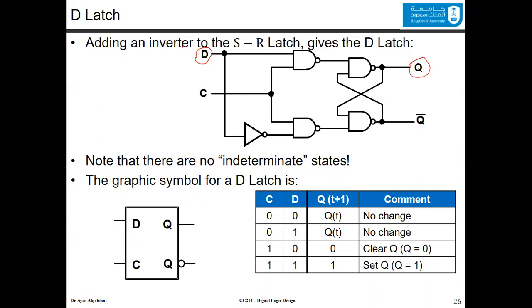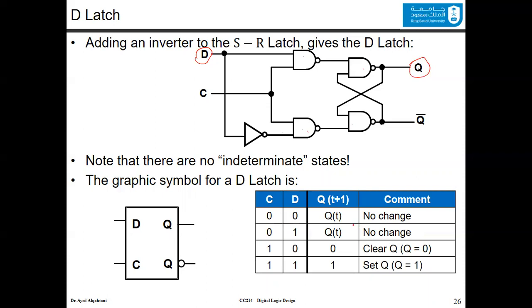So if you add an inverter to the SR latch, this gives you the D latch, where it has three or four NAND circuits. 2 of the NAND circuits are cross-coupled, and 2 of them have a common input, which is the clock, and the other 2 operands, one of them you have it the same, and the other is inverted.